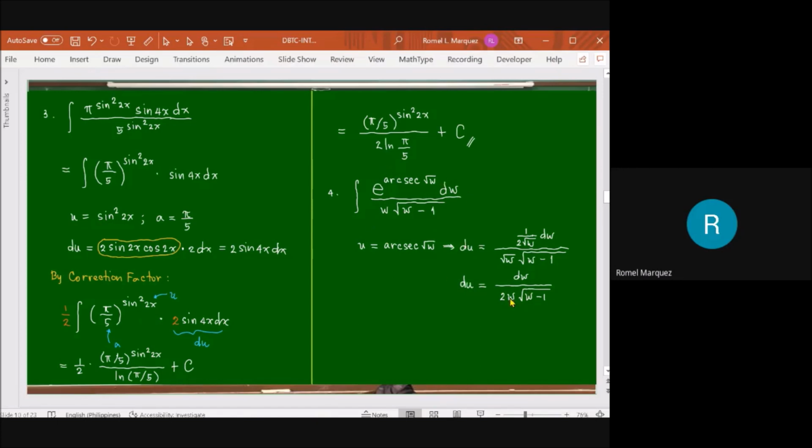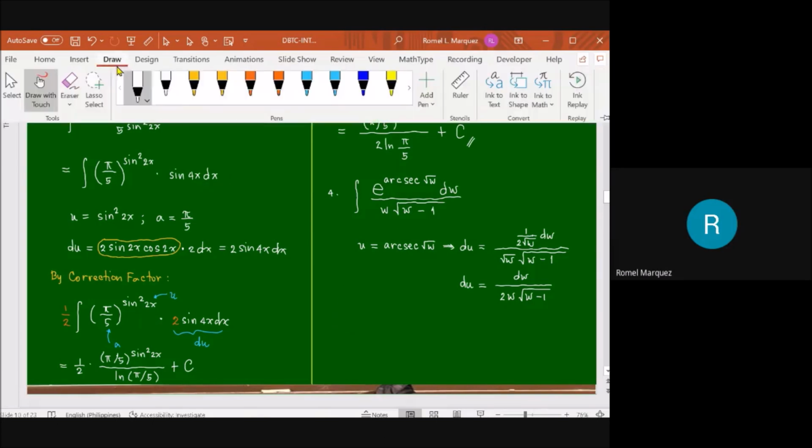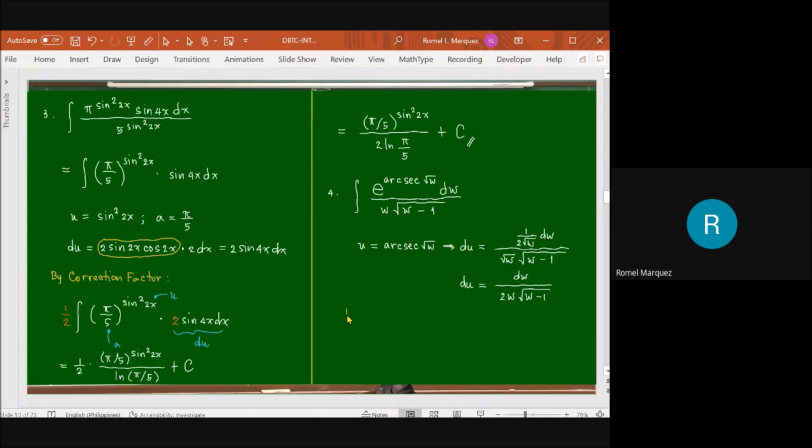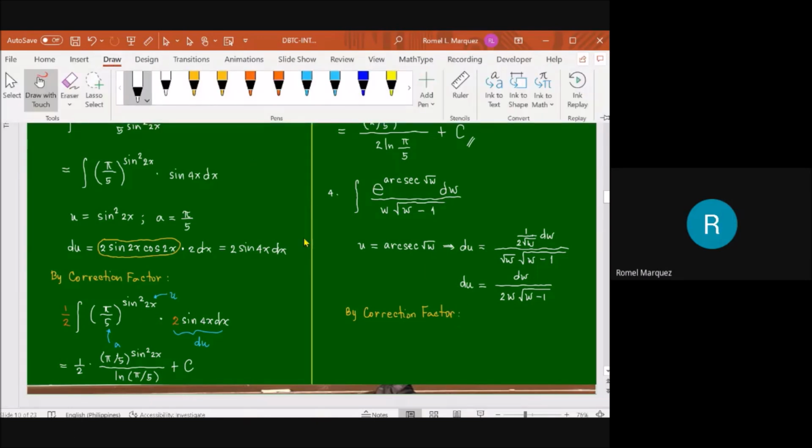Almost there, no? Except that there is a missing 2 in the denominator here to make this du. So, let's have a correction factor, okay? So, again, by correction factor, we are going to correct the differential. Actually, this is not formal, no? You don't normally see this word in calculus books. But this term, correction factor, is just made up to understand what we are doing, no? And let's call it by that name, no?